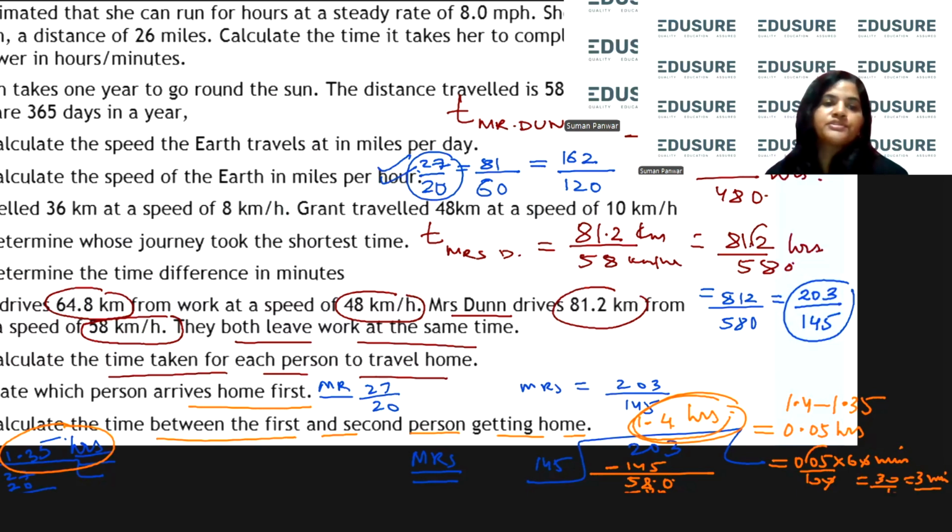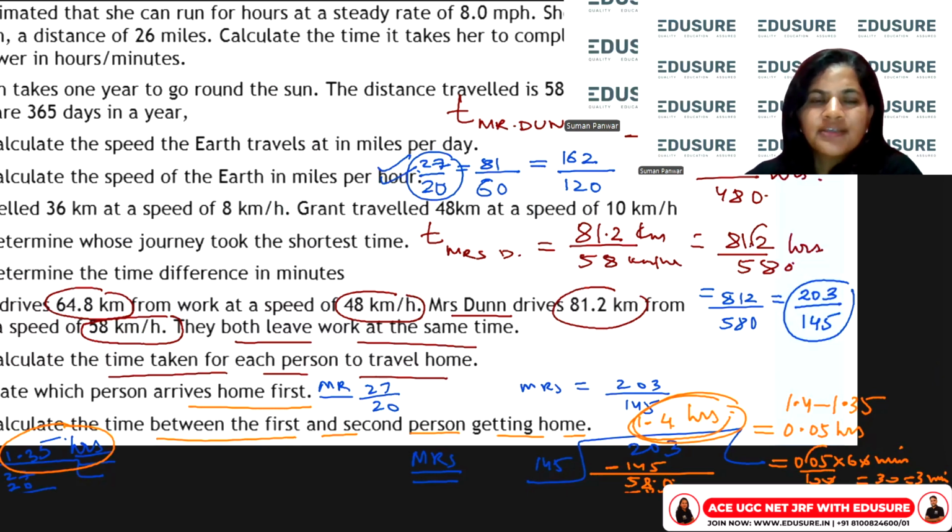So that is how you attempt questions on speed, time, and distance. You have to be very careful about the formulas. The only thing where they can twist you around is the units, so you have to be very careful with the units, all right? And then they might give you questions on comparison of speeds, distances, and time that we have seen in the last few questions.